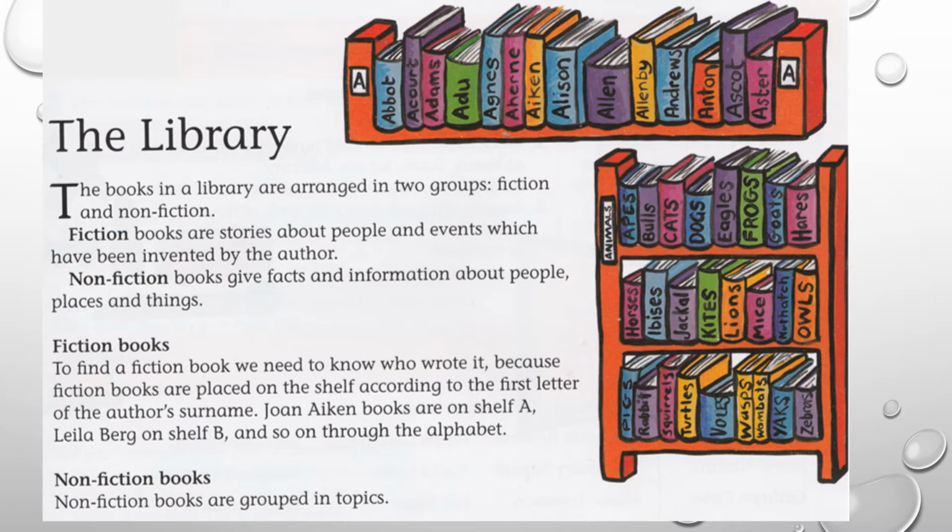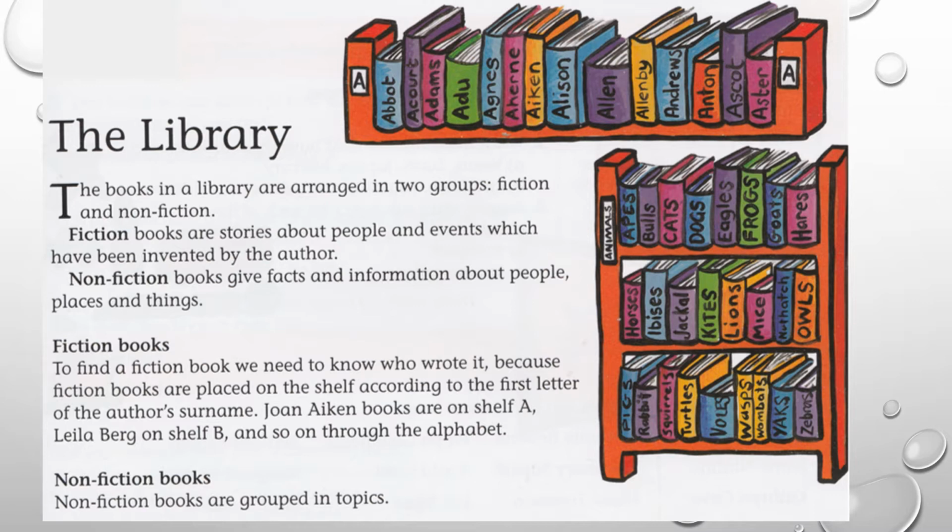Fiction books. To find a fiction book, we need to know who wrote it, because fiction books are placed on the shelf according to the first letter of the author's name. Joan Aiken books are on shelf A, Leela Berg on shelf B, and so on throughout the alphabet.